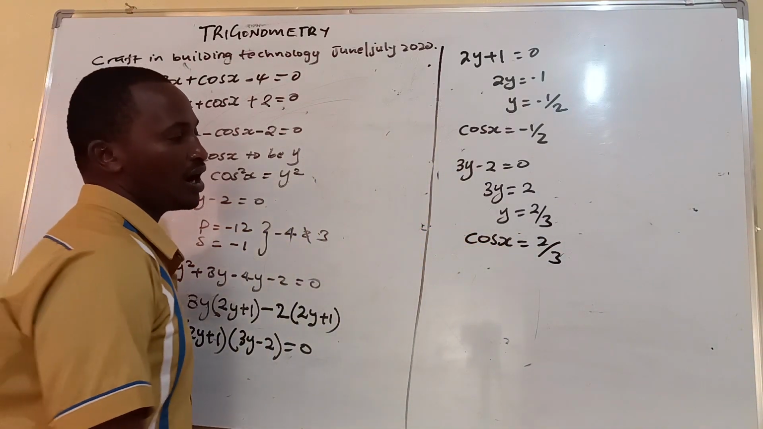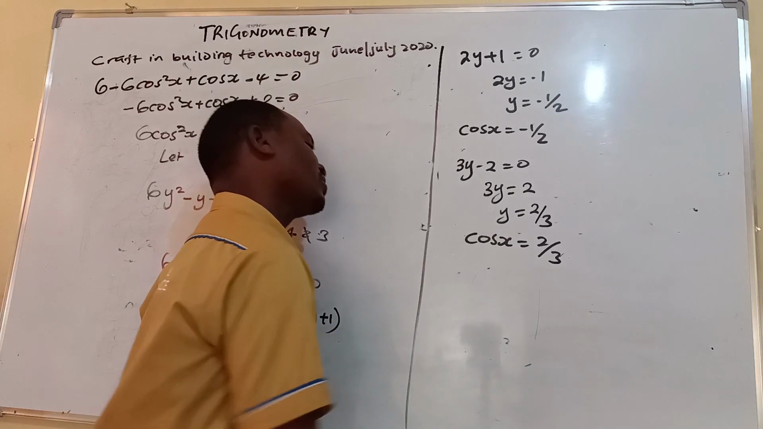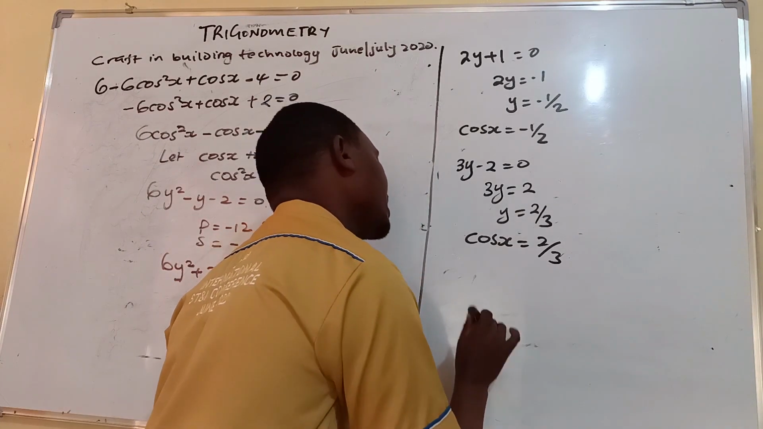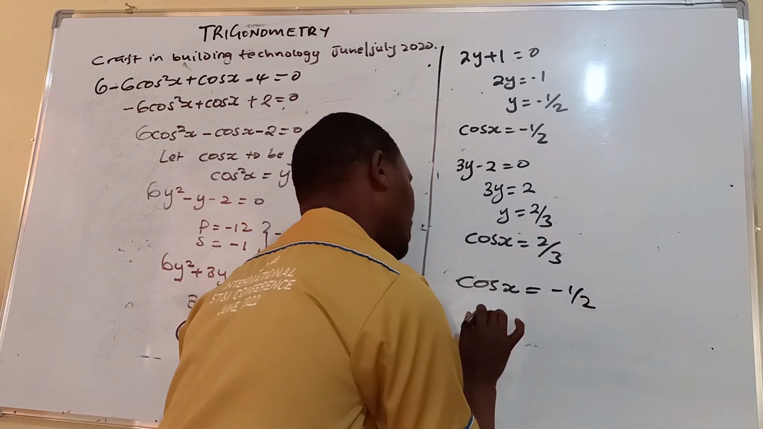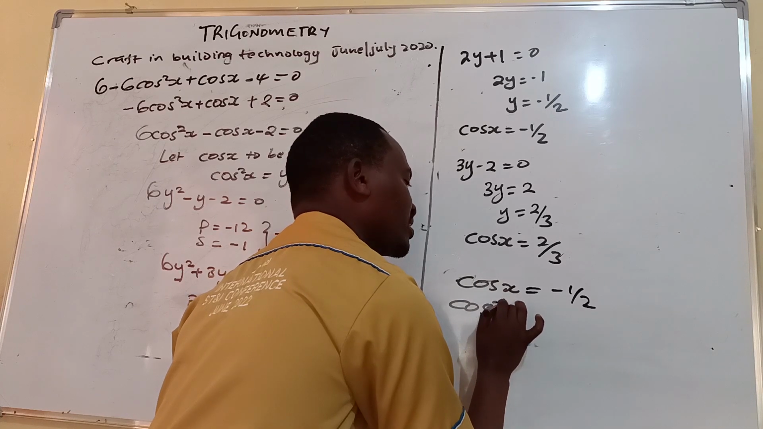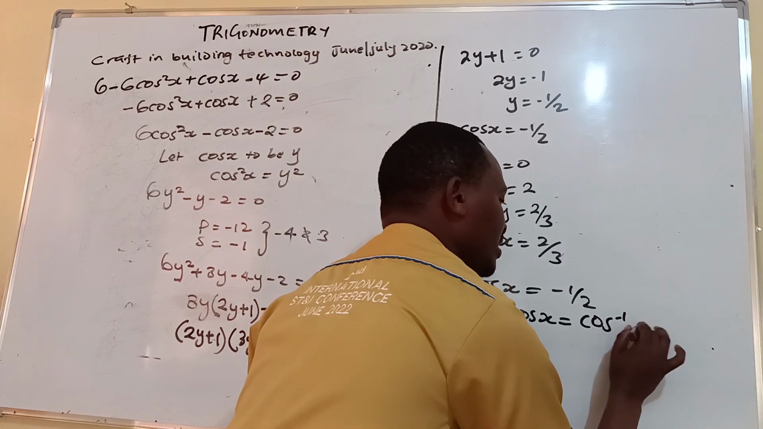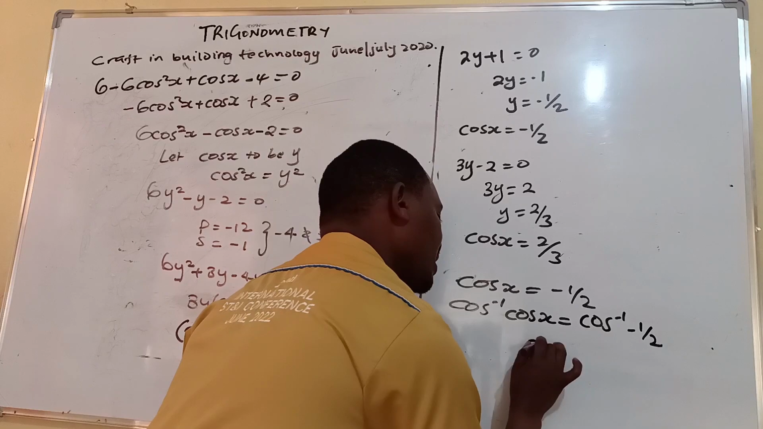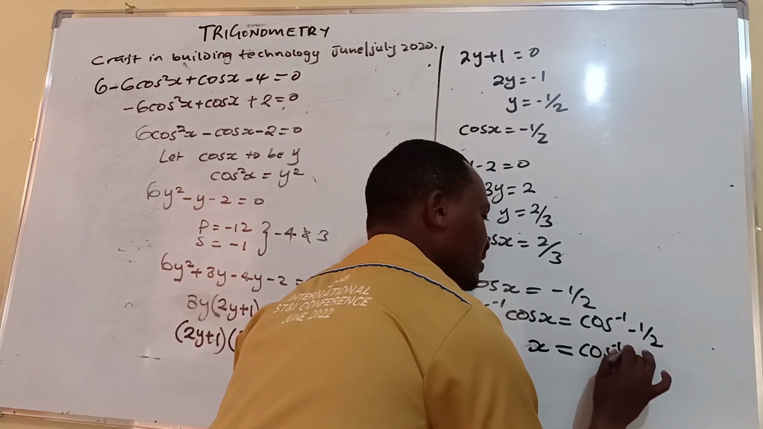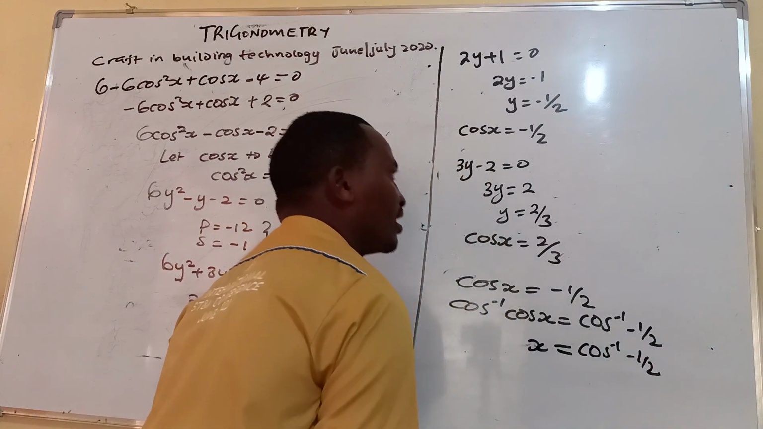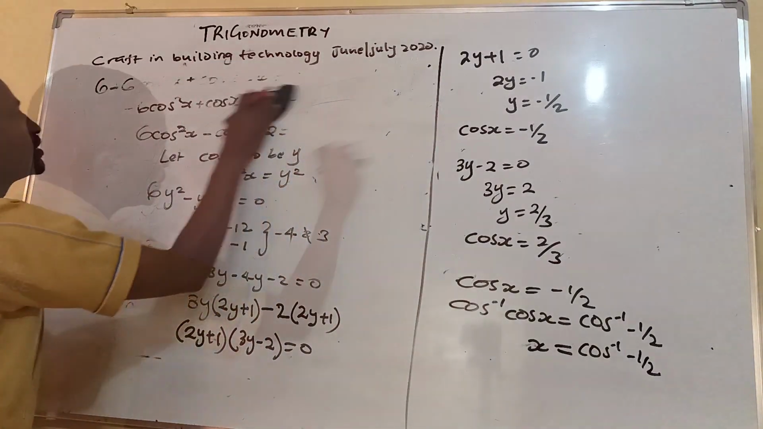So now we will solve for the two. Cosine of x is equal to -1/2 and cosine of x is equal to 2/3. From which we can say cos x is equal to -1/2, and we apply the cancellation equation. Cos inverse cos x is equal to cos inverse -1/2, which is x. Cos inverse cancels out cos x to give you cos inverse -1/2. We'll write on this side of the whiteboard so that we can have some more space.